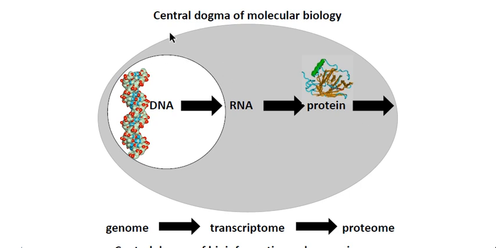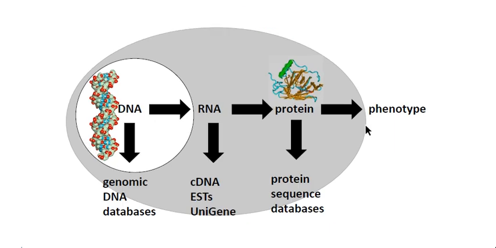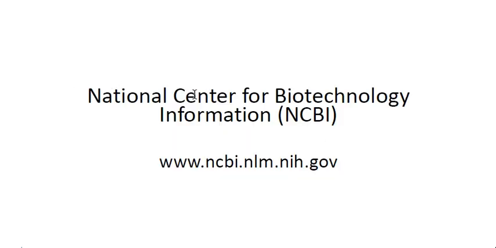If we see the central dogma of molecular biology, the databases contain DNA information, RNA information, and the protein information. The DNA information is in genomic DNA databases, cDNA libraries, and protein sequence databases. The National Center for Biotechnology Information (NCBI) is a large database. It stores all kinds of information.